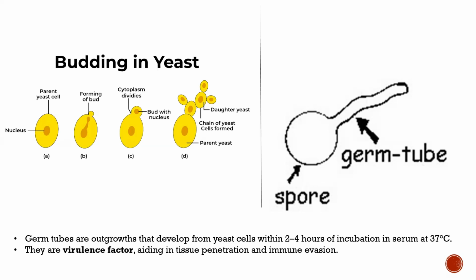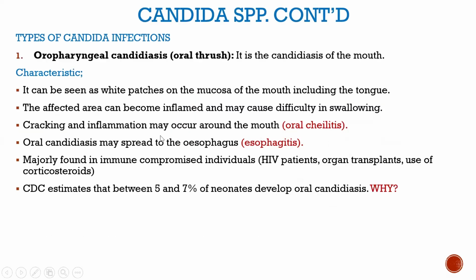I hope you understand. Okay, so let's go back to the types of Candida infections. There are three major types of Candida infections in humans. We have the oropharyngeal candidiasis. This oropharyngeal candidiasis can also be called oral thrush, or candidiasis of the mouth. So it majorly affects the mouth area.